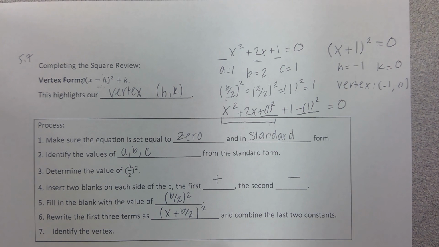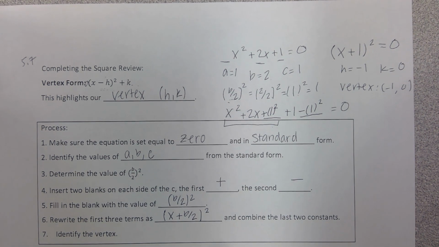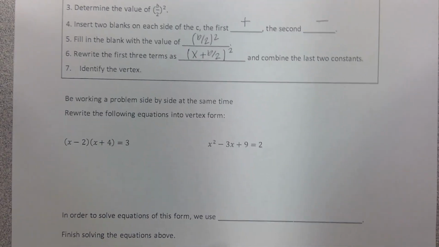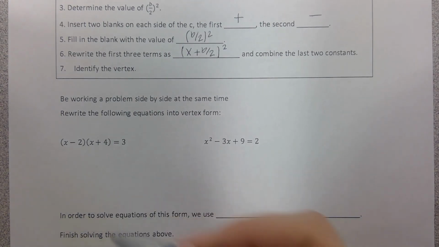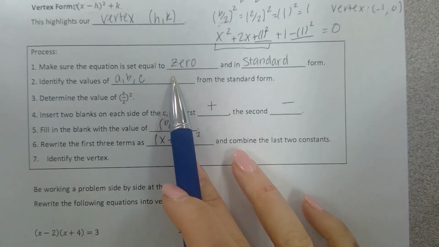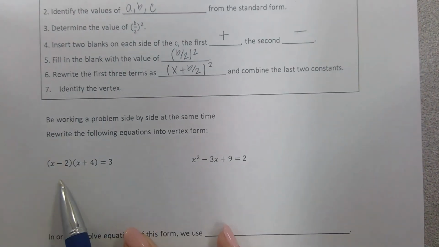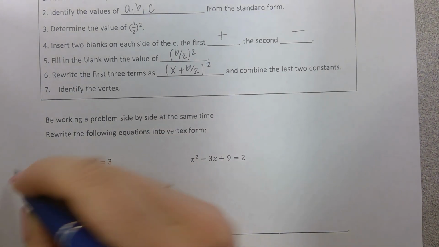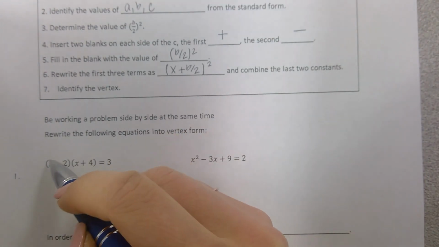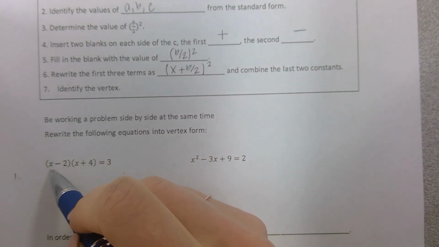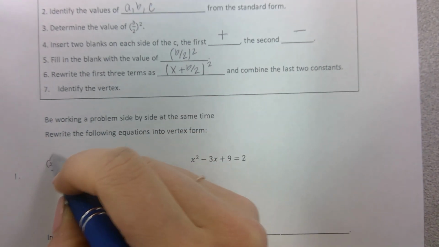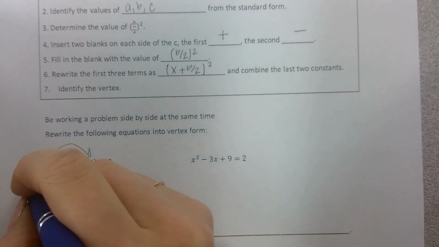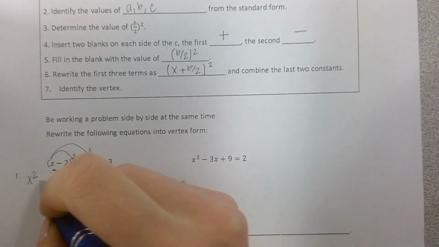So we walked through the process of completing the square. And now we're going to do 2 examples and combine it with solving. So let's go down here to our examples. This first one, step 1, make sure the equation is set equal to 0 and in standard form. This looks like factored form and it's not set equal to 0. So to get from our factored form to our standard form, we have to distribute. So we're going to take this x and multiply it by everything in the second expression. So I'm going to do x times x gives me x squared. X times 4 gives me 4x.